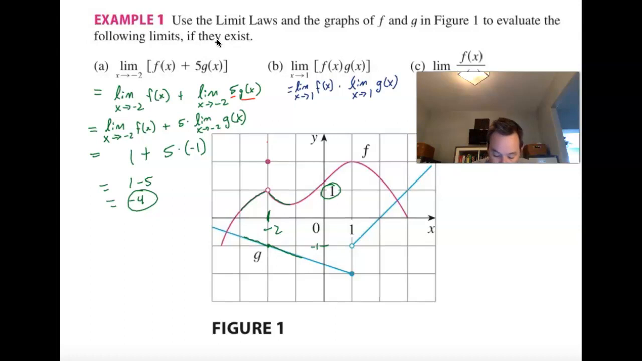Okay. So we want to look at 1 here for f as x approaches 1. On the right and the left, the y values seem to approach 2. Great. Times, well, for g, as x approaches 1, from the right, we're approaching negative 1. From the left, we're approaching negative 2. So that means the limit does not exist. So I have 2 times does not exist, which does not exist.